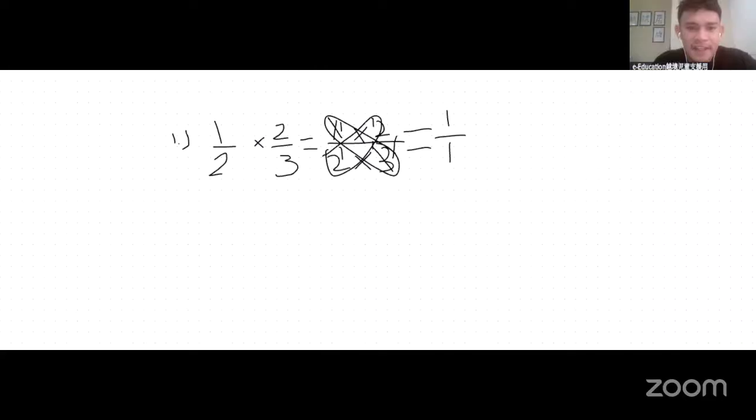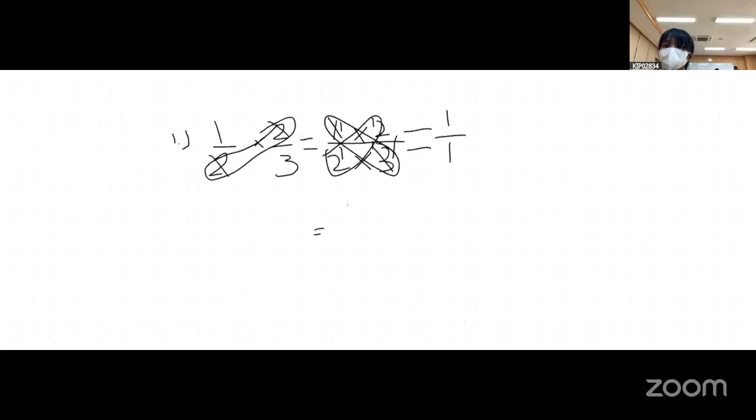We have this one. So 1 and 3 are not the same, so we cannot cancel them with each other. However, 2 and 2 are the same, so we can cancel this like that. But these two we cannot cancel, because 1 and 3 are not the same. Or let's just say they are not a factor of each other.